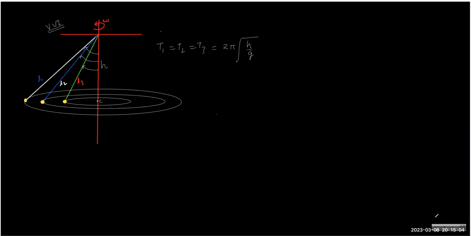Okay. So we are done with the conical pendulum. Now we are going to the next concept, which is circular motion, which is uniform circular motion, but we are going to make some changes. It's called uniform circular motion in a vertical plane.